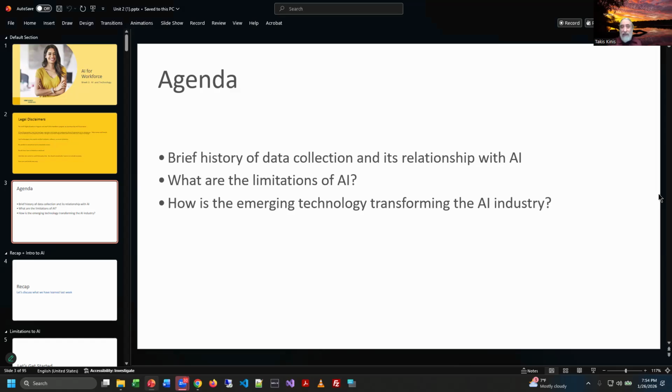This is our topic list for this class here tonight. So we're going to look at data and how it's collected, why it's important for AI, some of the limitations and usages of AI, and then how all these new emerging technologies are really propelling this whole AI movement that we're going through right now.